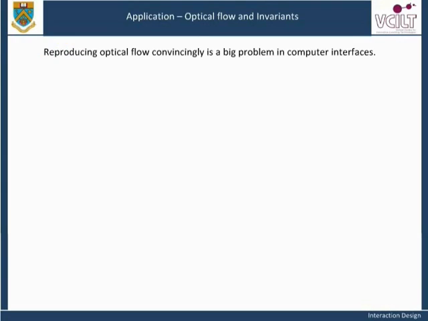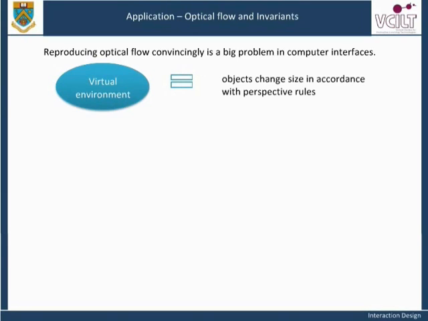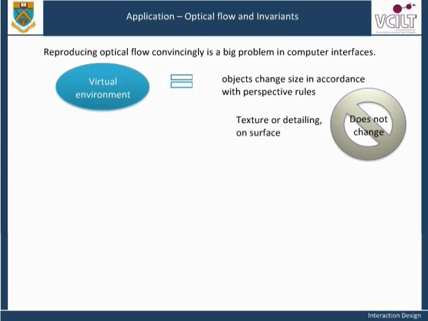Reproducing optical flow convincingly is a big problem in computer interfaces. In a virtual environment, for instance, we can model object surfaces by giving them a fixed texture. As we walk around the virtual environment, objects change size. In accordance with perspective rules, object sizes can be rescaled according to well-understood mathematical rules. What does not change, however, is the texture or detailing on surfaces.